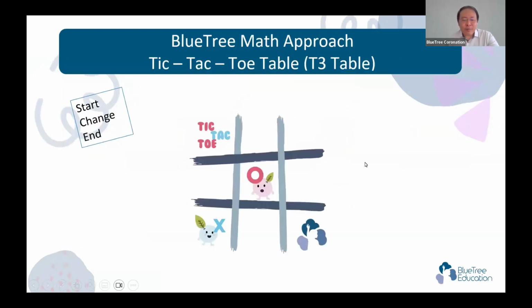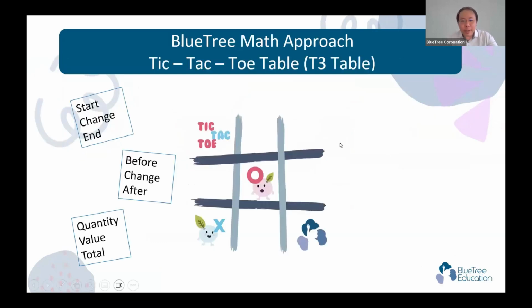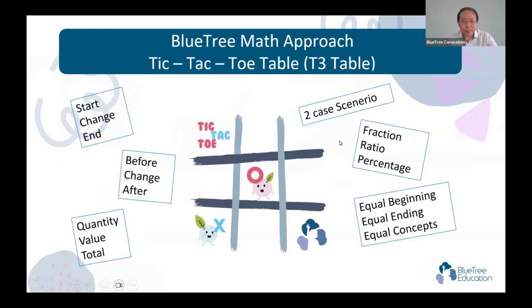Okay, the next popular approach that we teach at BlueTree is actually a tic-tac-toe table. This is actually associated with start, change, end, or some schools teach before, change, after, quantity times value, total. It's mainly used in ratio, percentage, involving fractions as well. So you also often have equal concepts like equal beginning, equal ending, and equal change.